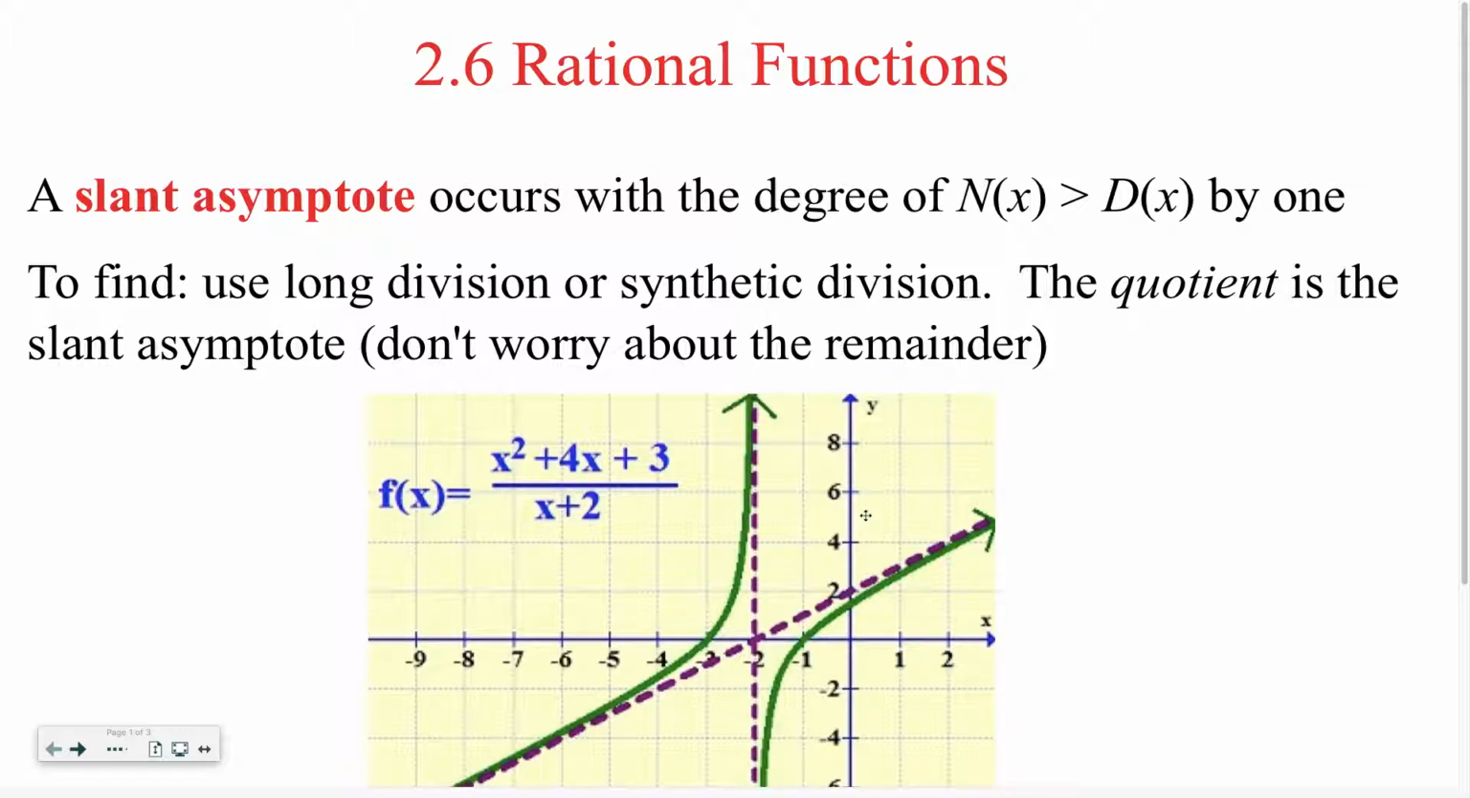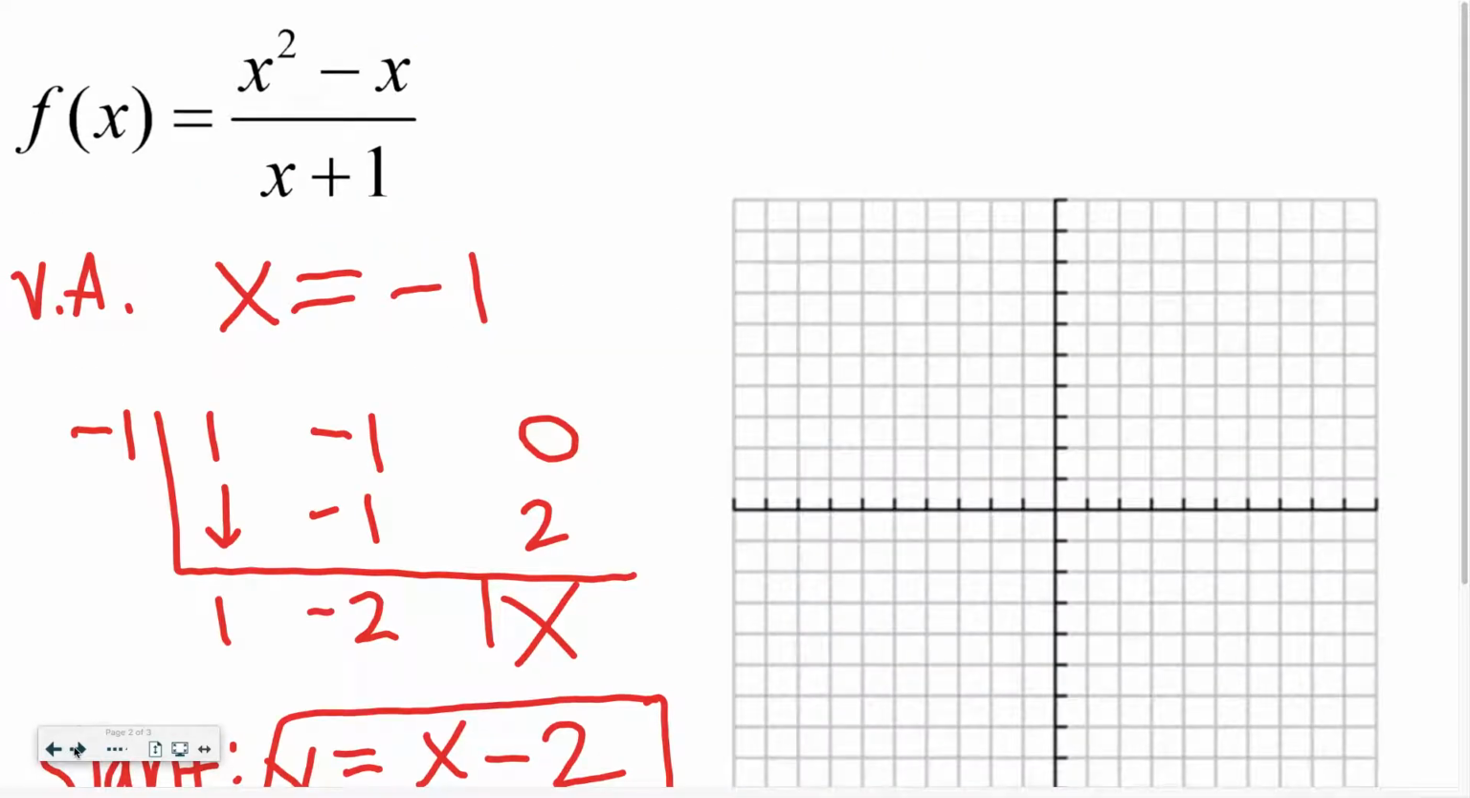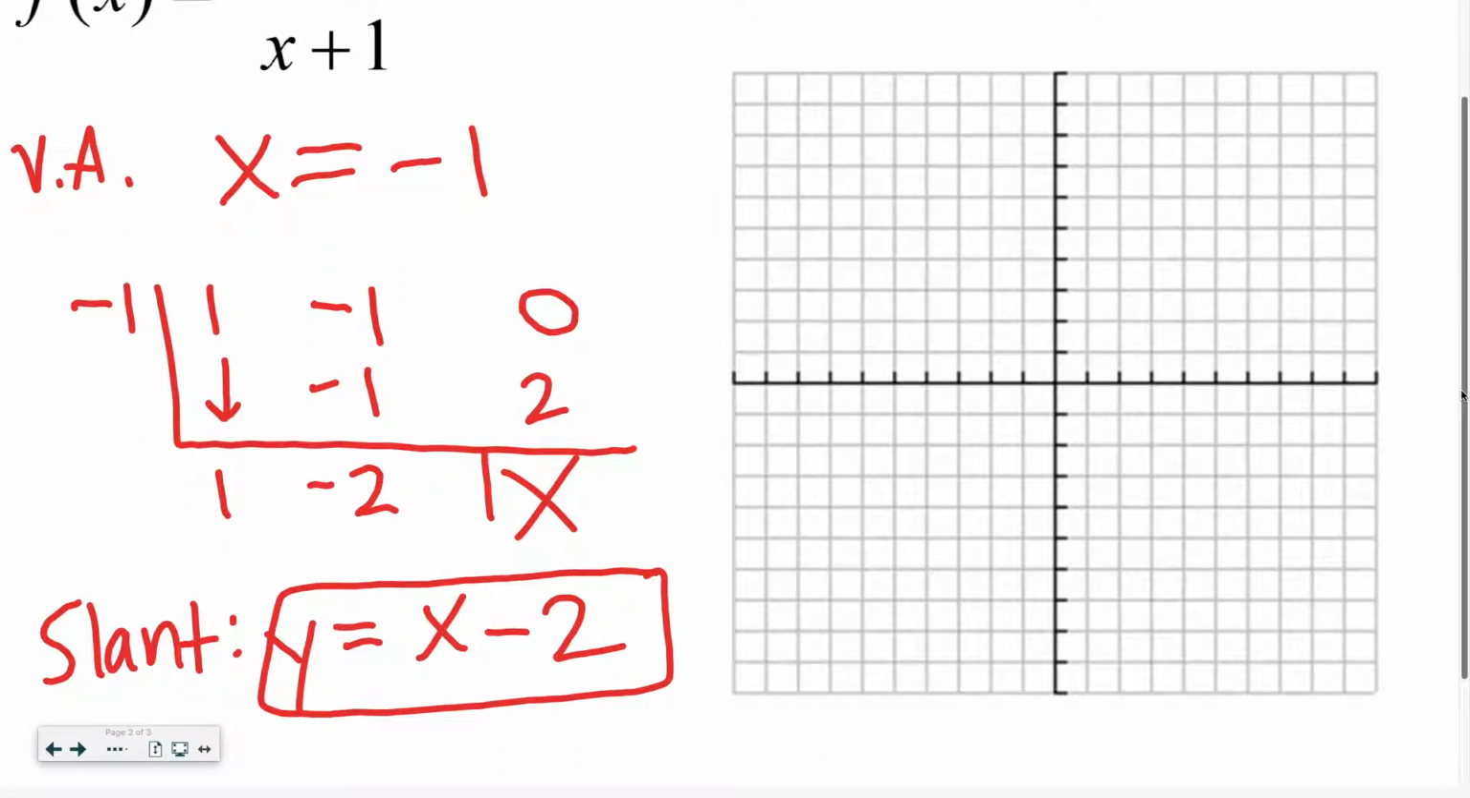Okay? So yesterday we went through this example of identifying our vertical asymptote was at x equals -1. We performed the division to get that our slant asymptote was y equals x minus 2. Okay? Well, now we need to graph those. You know how to graph x equals -1 as your asymptote. So go ahead and put that on your graph. And then we need to graph the asymptote of y equals x minus 2.